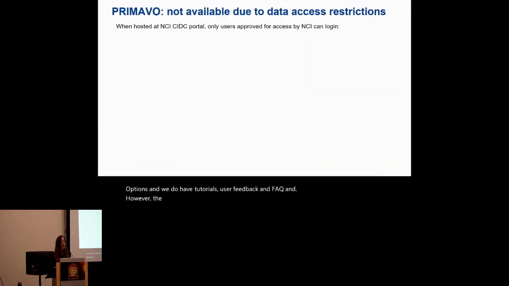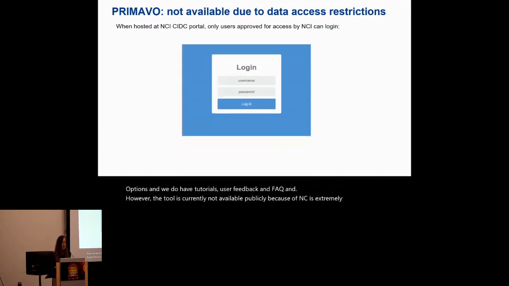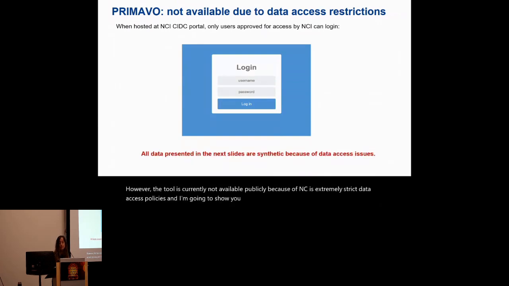However, the tool is currently not available publicly because of NCI's extremely strict data access policies, and I'm going to show you a little more detail of PRIMAVO based on synthetic data. I cannot even show you one clinical trial's data, but they're trying to resolve this. PRIMAVO is going to be hosted on the NCI server, and whoever has access to these data sets will be able to have access. However, with that said, we're also going to have a freely available version of PRIMAVO so that other individuals who don't have these extreme data access restrictions are able to use it.